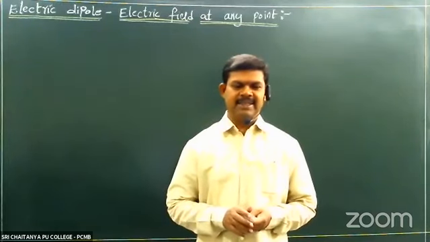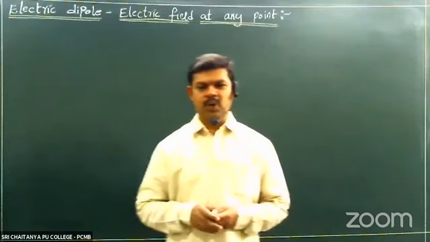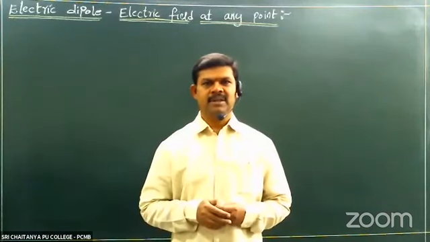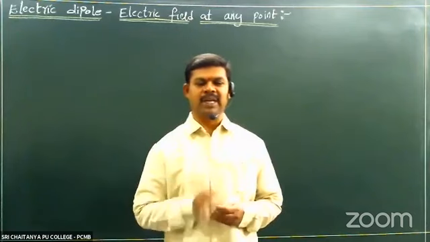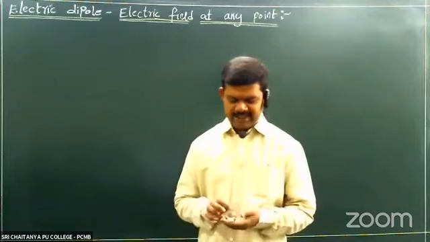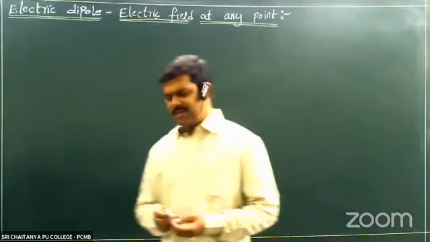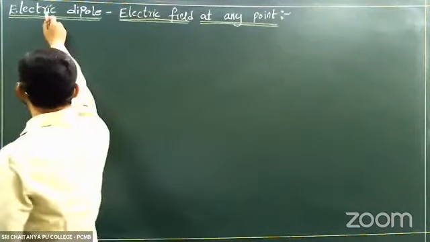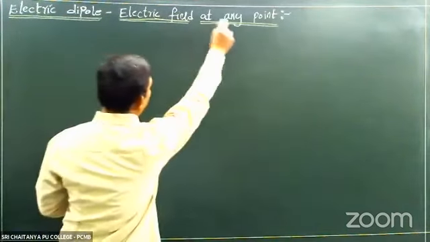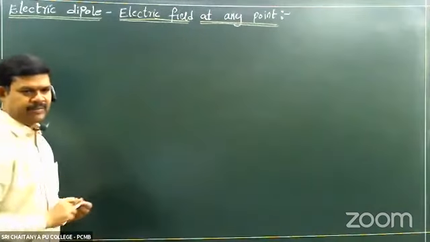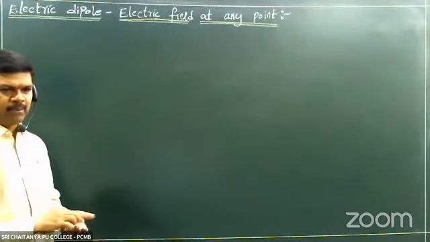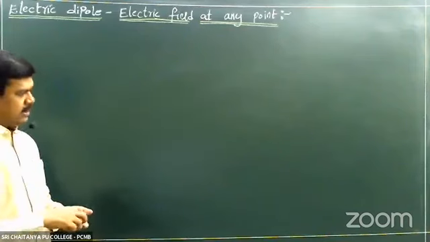In the last classes, what did we discuss? Electric field intensity due to an electric dipole on the axial line and on the equatorial line, and the relation between those two. In this class, for the same electric dipole, we will discuss the electric field at any point due to an electric dipole.